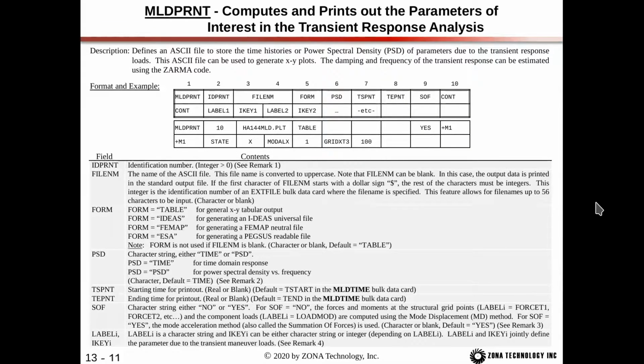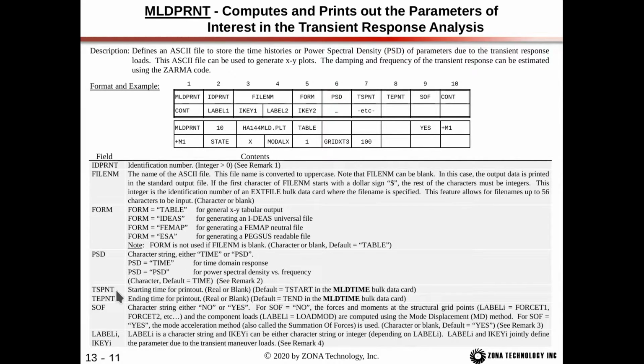Next, we have the MLD print card, which allows us to output parameters of interest to a data file. So we have ID print, which is the identification number. File name is the name of the data file. And then form, we have table for just the XY tabular output, IDEAS, FEMAP, and ESA. Then the PSD is a character string, either time or PSD. So time is the default. This is for the time domain response. PSD allows us to output the power spectral density versus frequency.